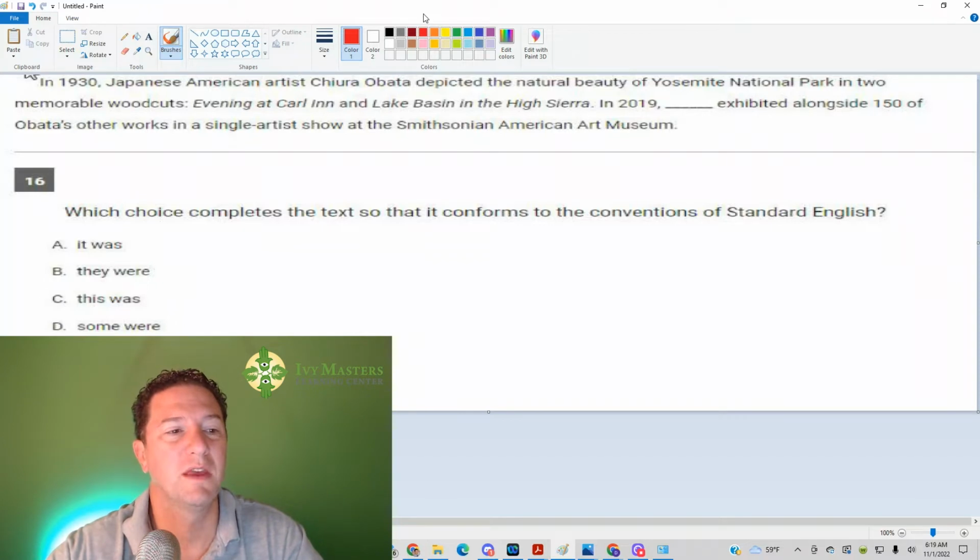Today we're going to look at the 16th question from Digital SAT Test 1. The question is, which choice completes the text so that it conforms to the conventions of standard English? In other words, what answer is correct?